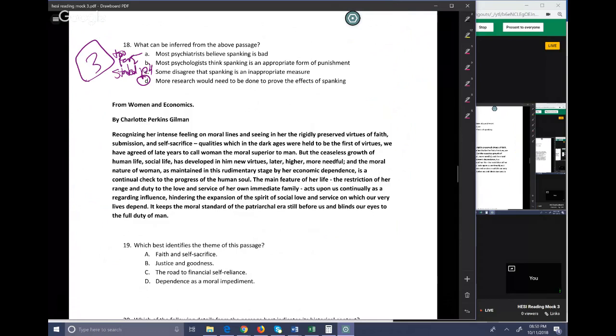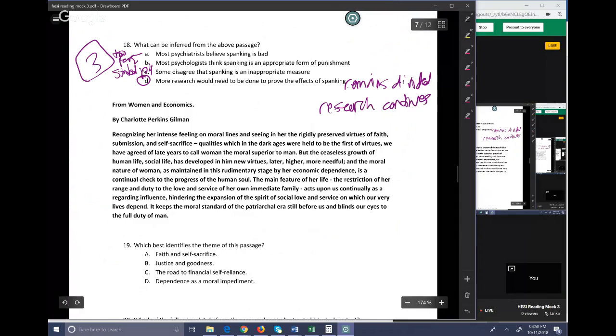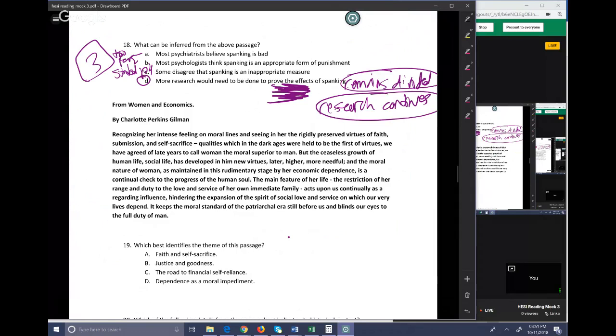D was not stated. What they said is that the issue remains divided. So they said the issue remains divided, and then they said research continues. That is all they said. The issue remains divided, research continues, and then they went to, in the meantime, you should probably do this and that. They did not say more research is needed to prove the effects of spanking. You're inferring that from the fact they said it remains divided, research continues. Your brain is inferring, oh, that means to prove whether or not this effect exists, we need more research.